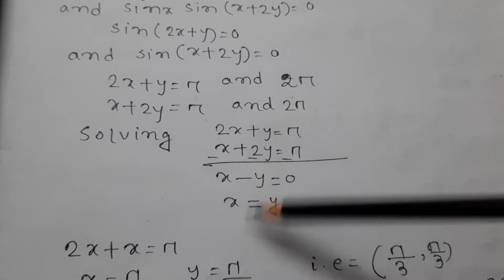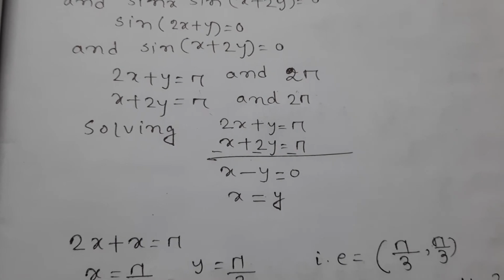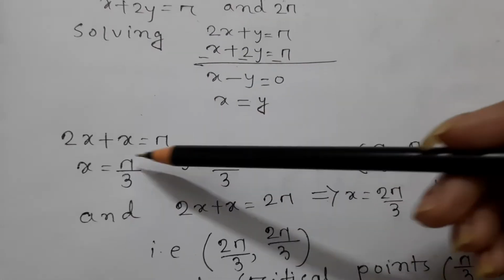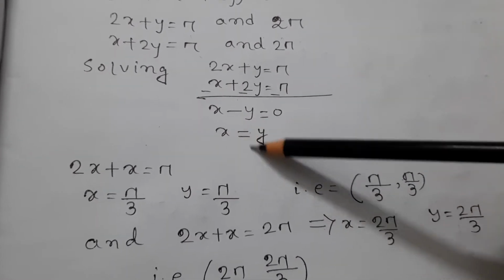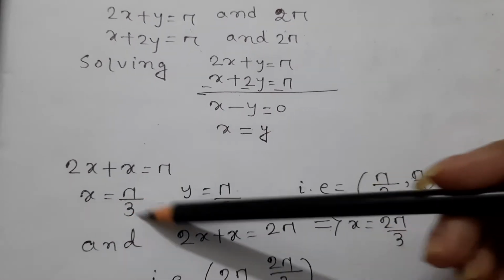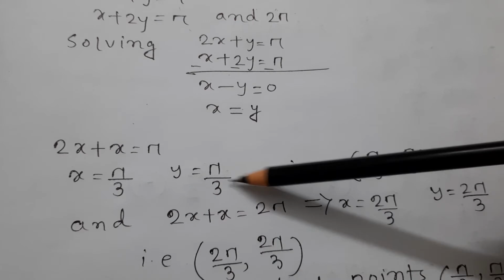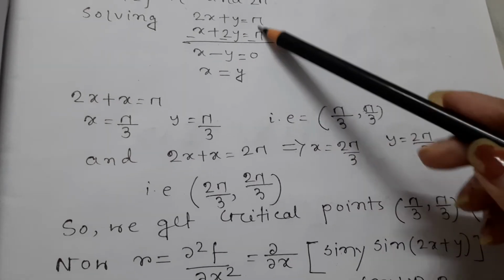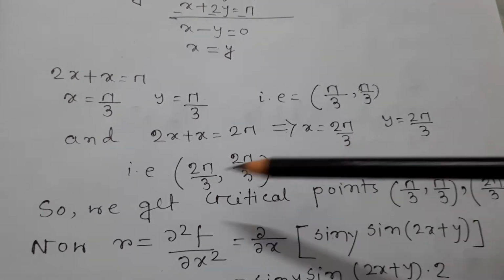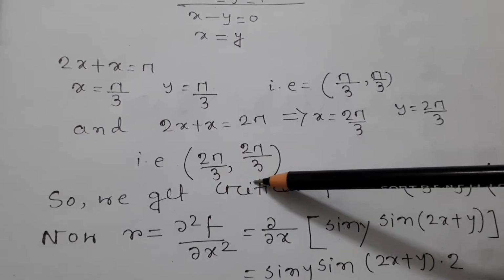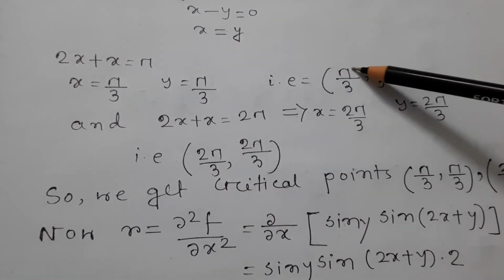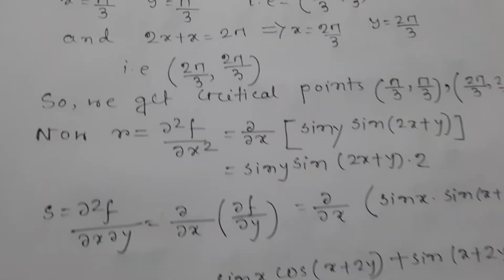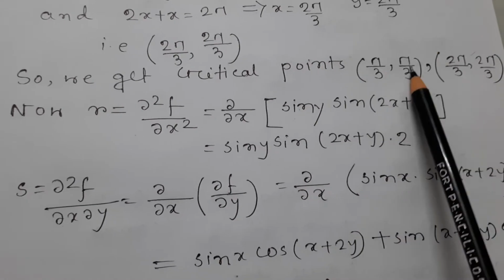From these equations, just solve. Here we get x equal to y. After that, for pi, x equals pi by 3 and y equals pi by 3. For 2 pi, the value of x, y is 2 pi by 3 and 2 pi by 3. So we get 2 critical points. Let's see which one is maxima and which one is minima.